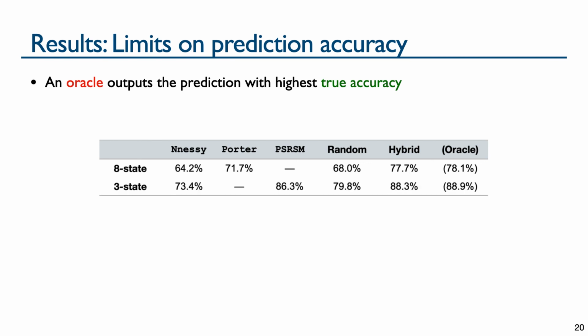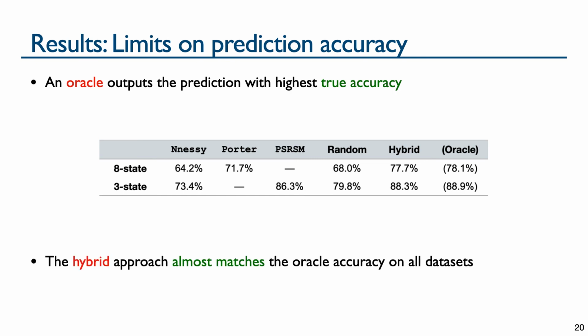For the 3-state model, the best hybrid uses Nnessy and PSRSM. Once again, the hybrid is only 0.6% below the oracle and far exceeds random selection. The hybrid approach almost matches the oracle accuracy on all datasets and even meets the oracle on some.